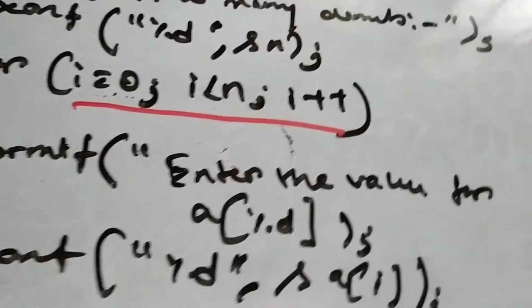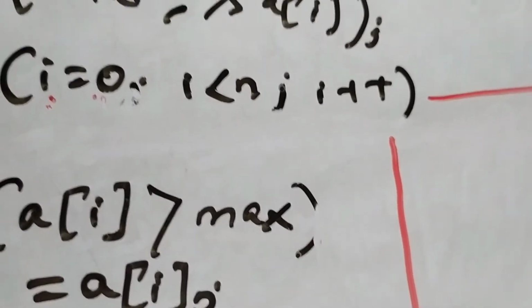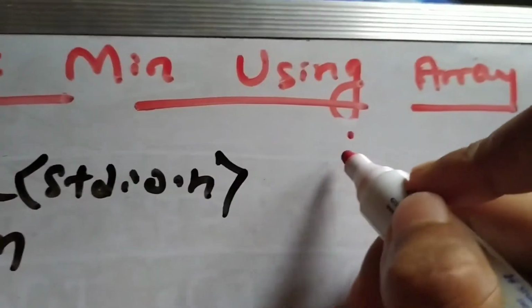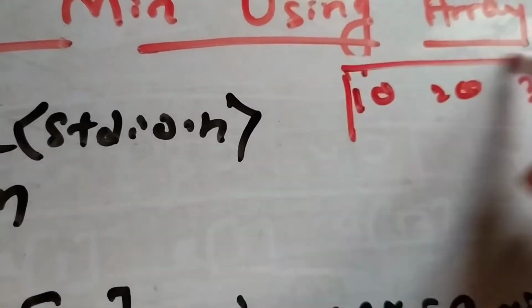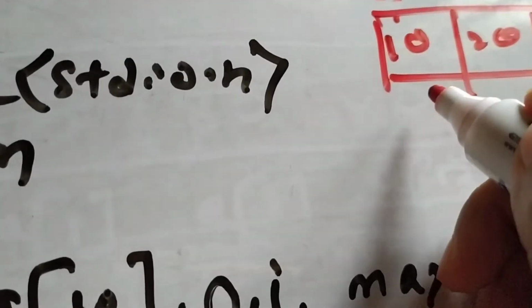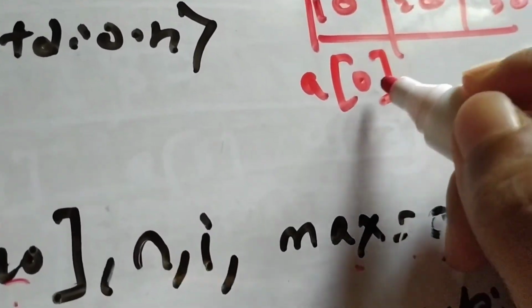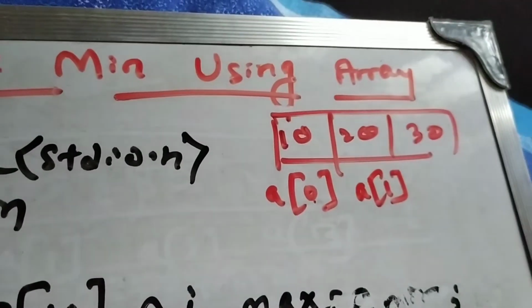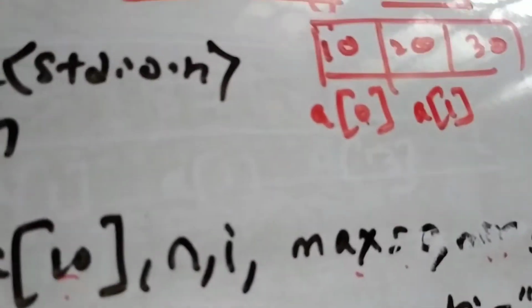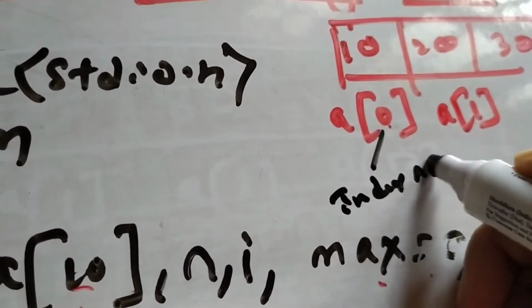In the previous video on arrays I have already explained the index number. What is the index number? Index number is the position. Suppose this is an array, 10, 20, 30, and these are the index numbers. Suppose a0, that means the first element, so this 0 is the index number. a1, this 1 is the index number.